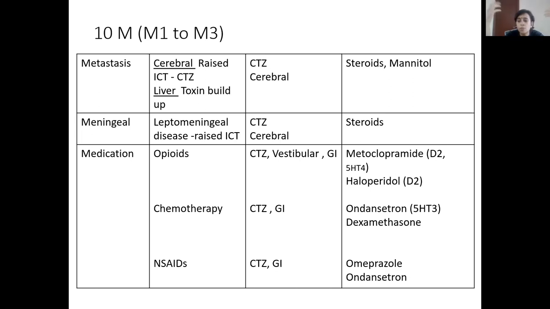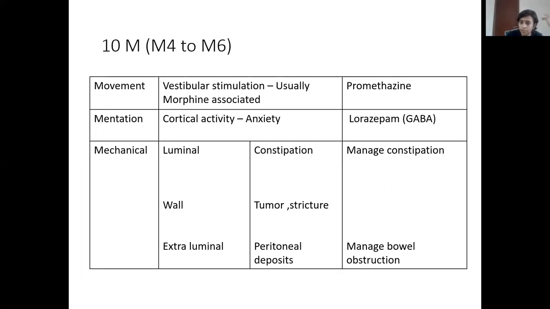Sometimes patients have vomiting just because they're having NSAIDs. We tend to ignore that possibility because we might not have prescribed a PPI with the NSAID. So then there is no point in giving another antiemetic. I would suggest giving omeprazole, or any PPI, and then see. Movement, another M, vestibular stimulation. Sometimes we do see morphine-associated movement-related nausea or giddiness. Then the drug of choice would be promethazine.